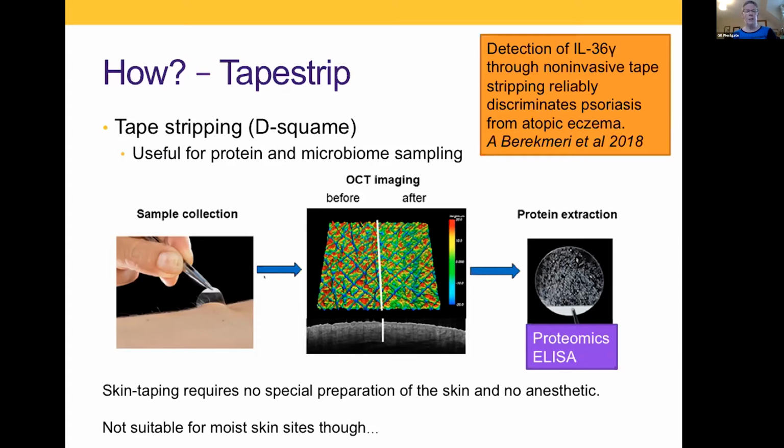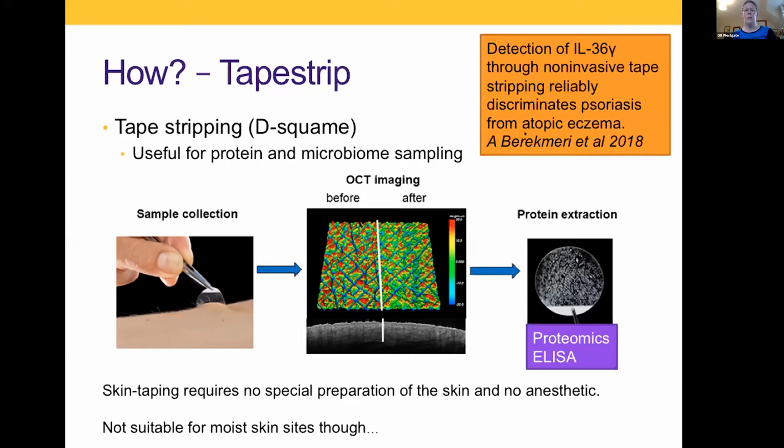And in this particular study, the effect of tape stripping was looked at. So after the skin had been sampled with a tape strip several times, you're looking using optical coherence tomography imaging, and you can see there's a difference before and after in terms of the surface topography, to show that you're actually taking some material away. And then you can extract the tape with various solutions, and you can use it for full-on proteomics, or you can look for individual components using something like an ELISA, which uses a specific antibody.